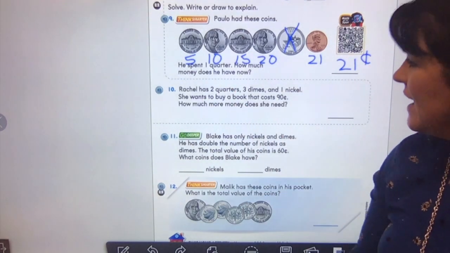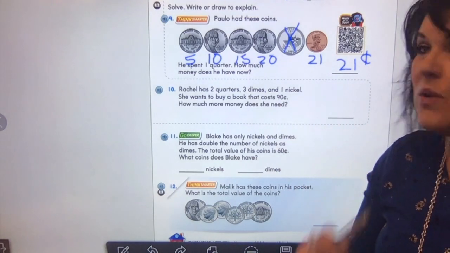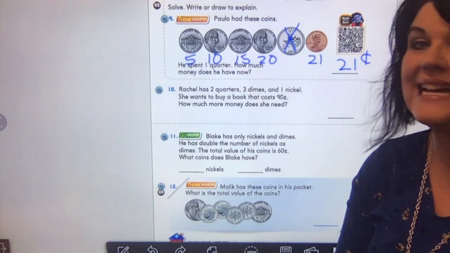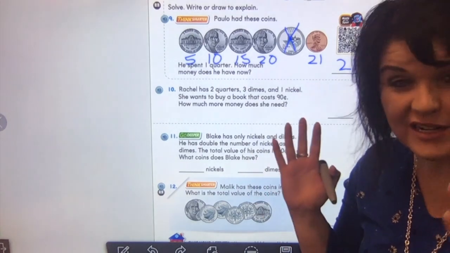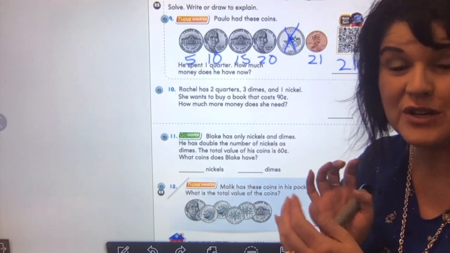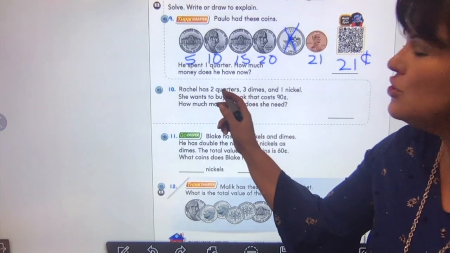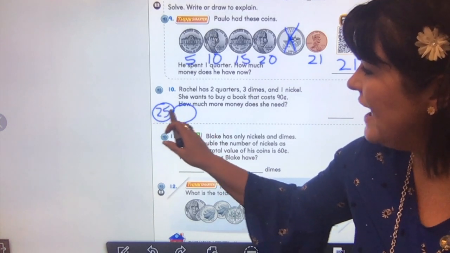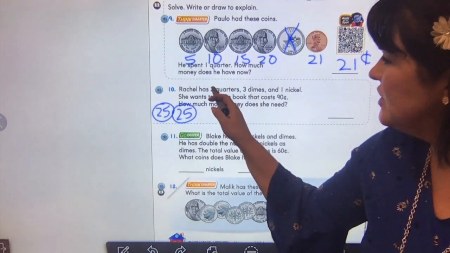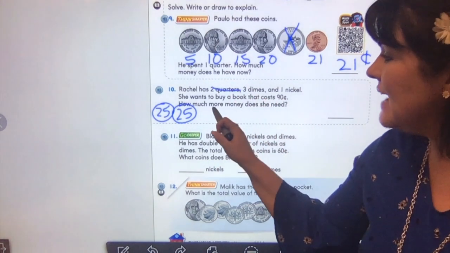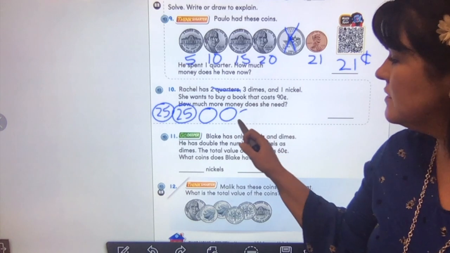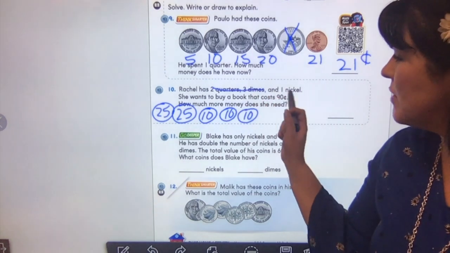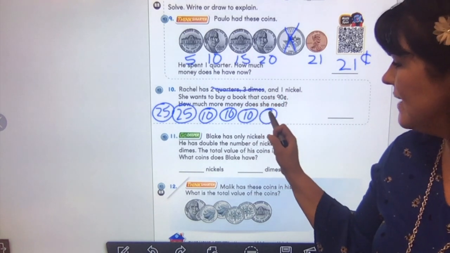Rachel has 2 quarters, 3 dimes, and 1 nickel. She wants to buy a book that costs 90 cents. How much more money does she need? Okay, so we're gonna draw what she has, but we have to make sure we put in the greatest to the least. So 2 quarters, we know that's gonna go at the beginning right over here. And we're gonna put our 25 in there. All right, we took care of that in our story problem. 3 dimes. What do we have to put in those? 10 cents. Oh, we just took care of our dimes in our story problem. And 1 nickel. Okay, and we know we have to put a 5 in there.